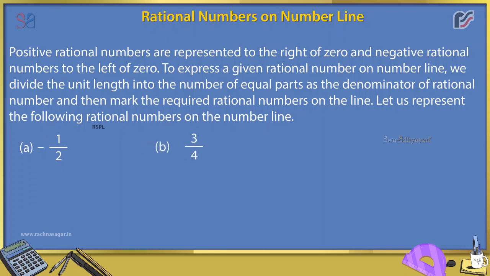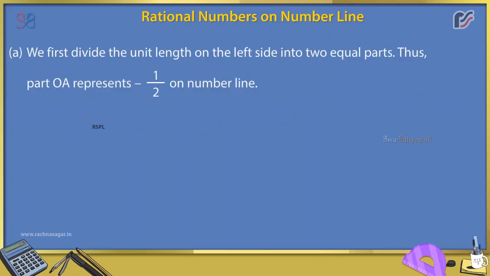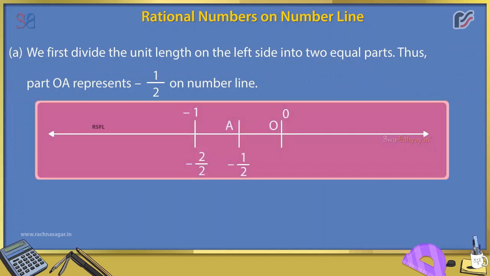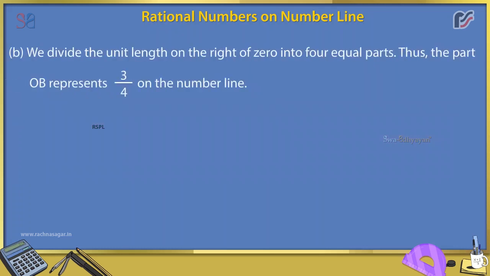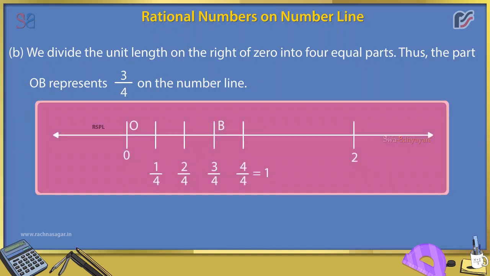B. 3 by 4. For A, we first divide the unit length on the left side into two equal parts. Thus, the part OA represents minus 1 by 2 on the number line. For B, we divide the unit length on the right of 0 into four equal parts. Thus, the part OB represents 3 by 4 on the number line.